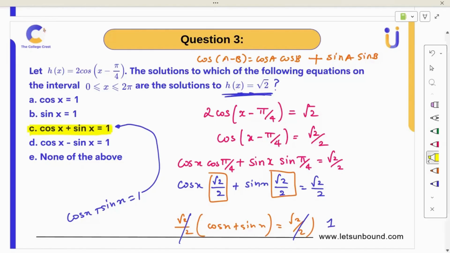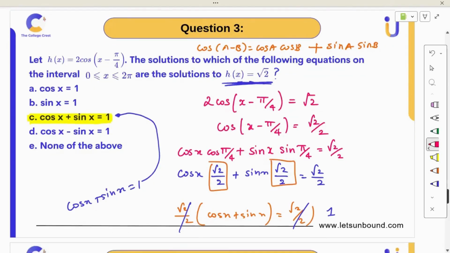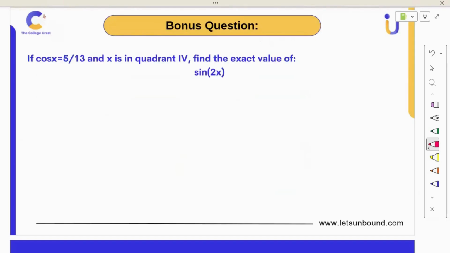So on all three problems, we used different techniques. And that's the wrap for today. So here, with a bonus question, we can wind up. If cos x is 5 by 13 and x is in the fourth quadrant, find the exact value of sine 2x.